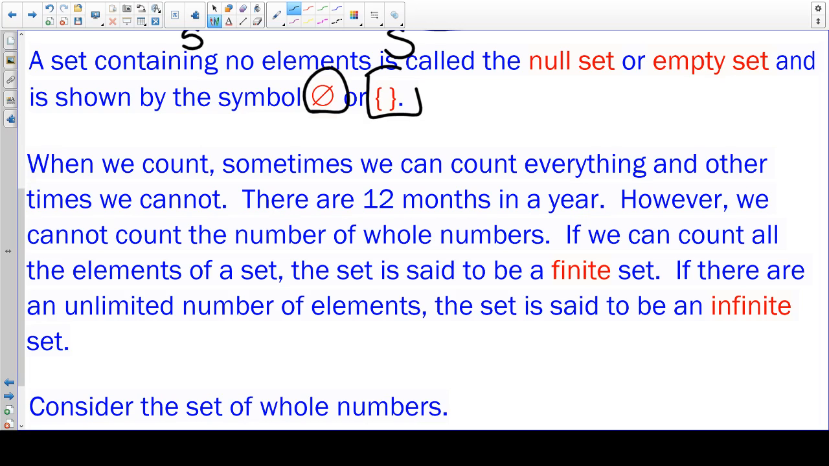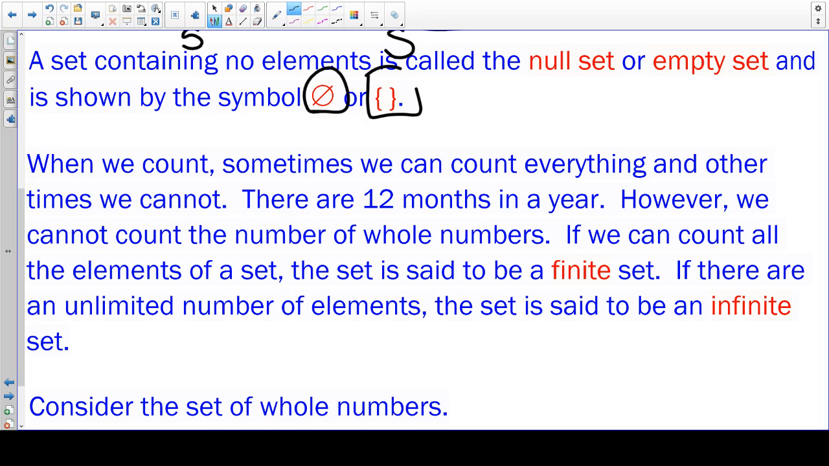When we count, sometimes we can count everything and other times we cannot. There are 12 months in a year. So that would be something we can count, but we cannot count the number of whole numbers. If someone says to you, I know what the biggest number in the world is, okay, we'll just add 1 to it. Because now you got a bigger number. And just add 1 to that. Now you got another bigger number. You can't count the number of numbers. That goes on forever. It's infinite.